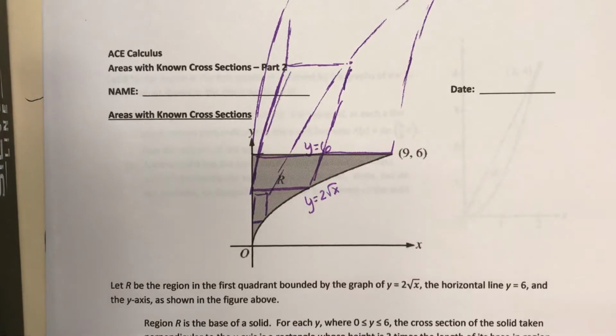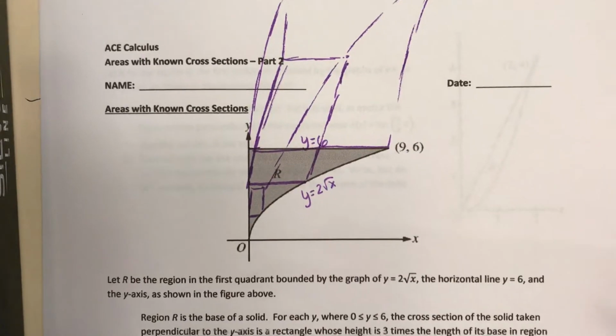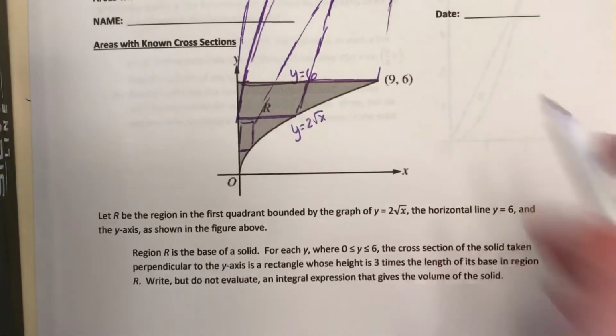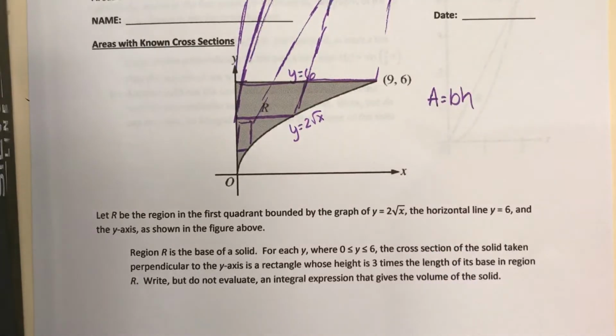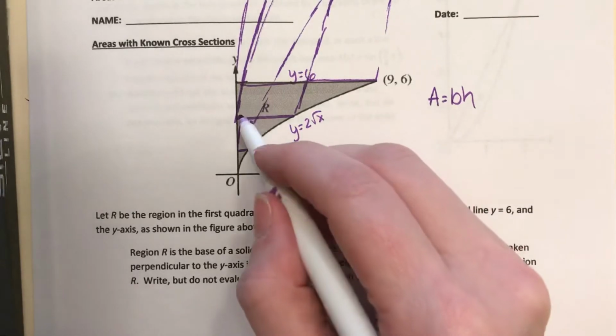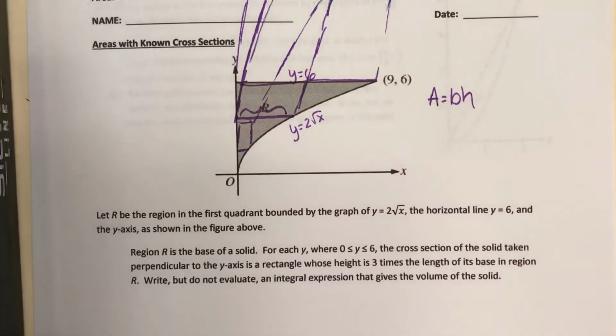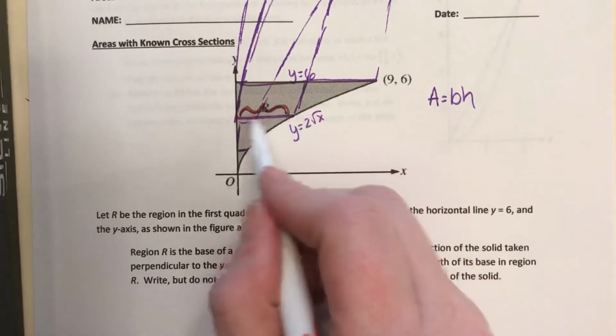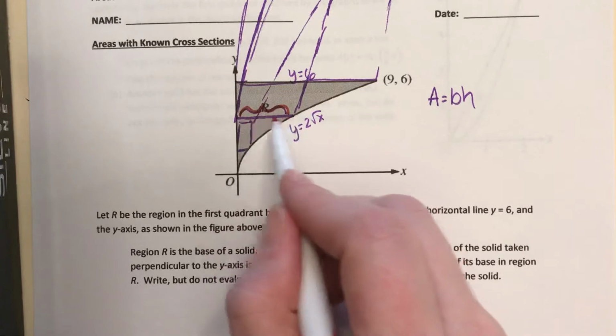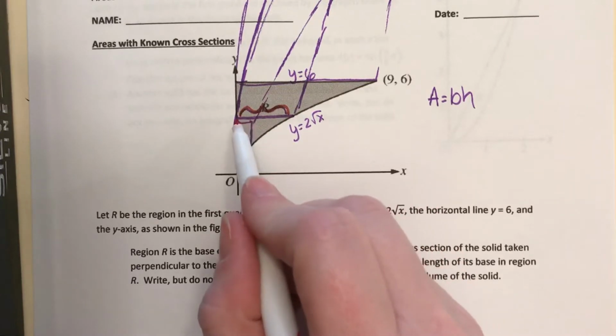So first thing I want is I would need an area formula for a rectangle. So I'm going to write that down here. Area equals base times height. So let's find the base first. Here's the base of my rectangle right here. So I need that distance right there. This distance is the distance away from the y-axis. So this is when we want our formula to be in terms of y.